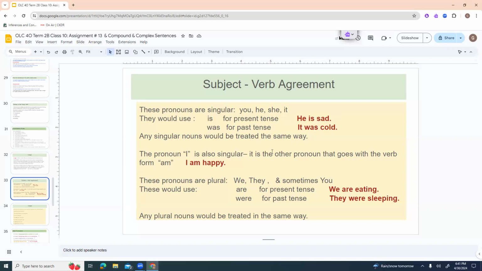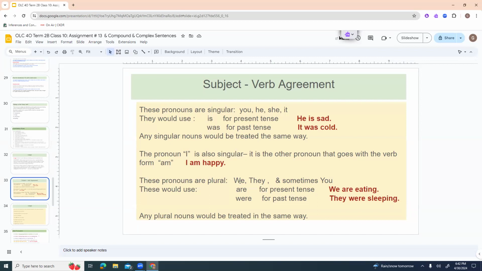That doesn't work either. There's one kind of unusual one, which is the pronoun I. It is singular, but it does not go with is. It goes with am. Basically, because with an I in front, is is kind of tricky to say. You end up saying something more like eyes, right? So they switch it to am, so it's a little bit easier to say with the word I.